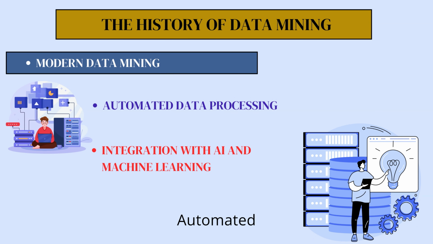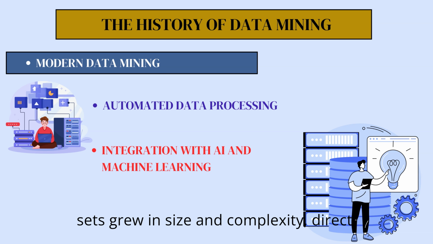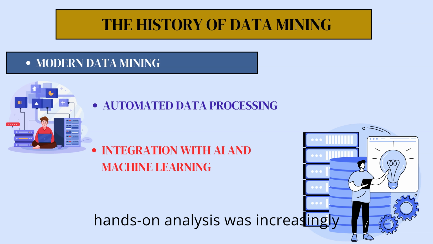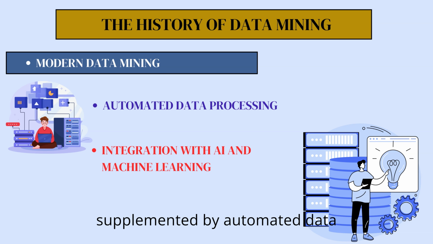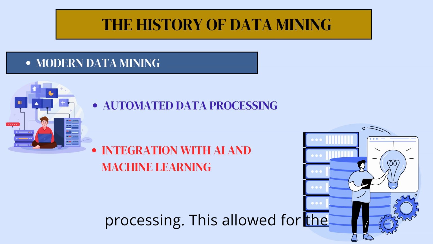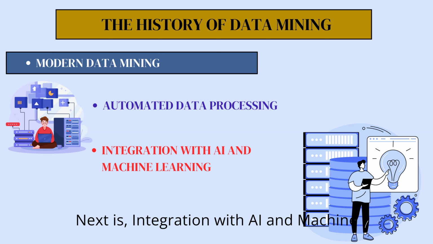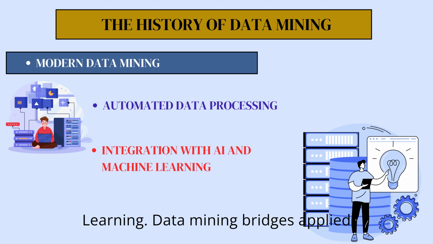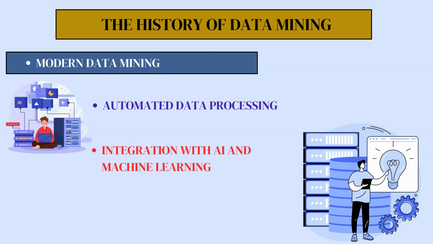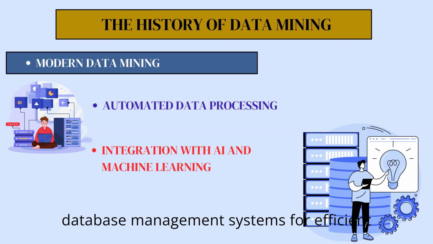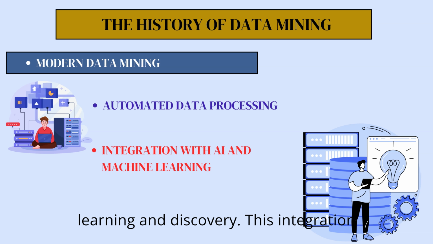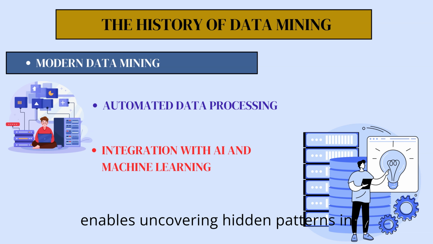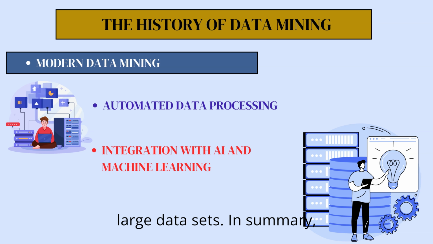Modern data mining includes automated data processing. As data sets grew in size and complexity, direct, hands-on analysis was increasingly supplemented by automated data processing. This allowed for the application of advanced algorithms to large datasets more efficiently. Next is integration with AI and machine learning. Data mining bridges applied statistics and artificial intelligence, using mathematical foundations to exploit database management systems for efficient learning and discovery. This integration enables uncovering hidden patterns in large datasets.